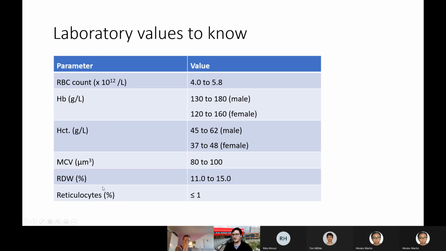Reticulocytes were the cells that are precursors to your adult red blood cells, and they make up less than 1% of the total red blood cells in peripheral blood.